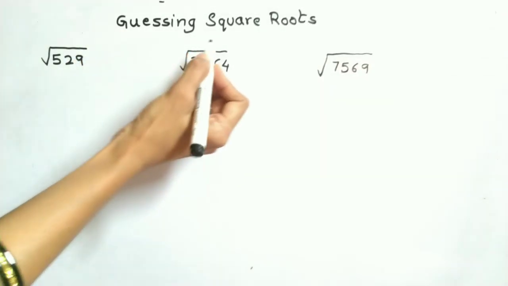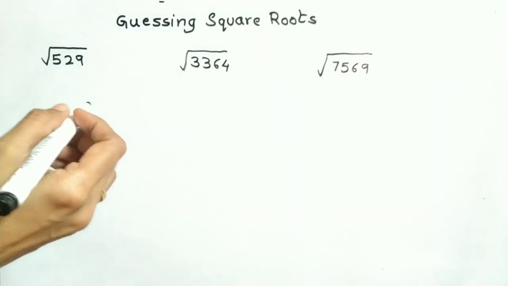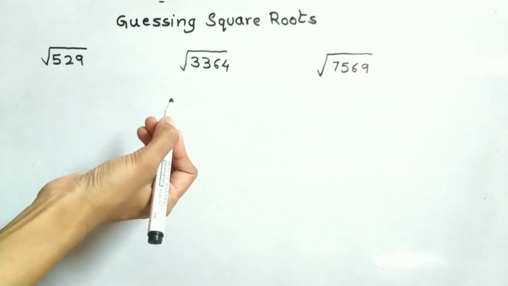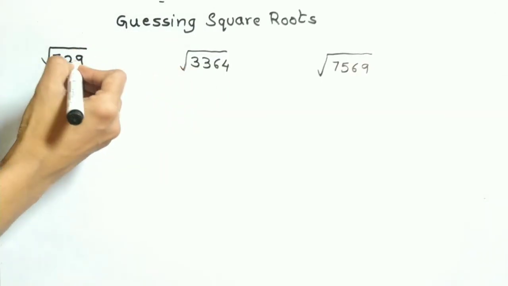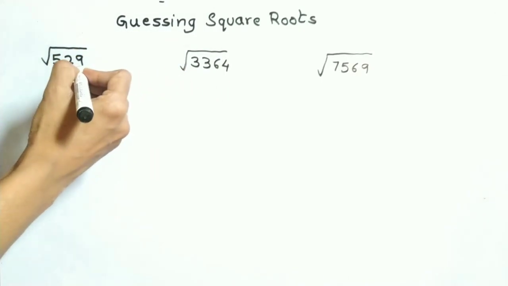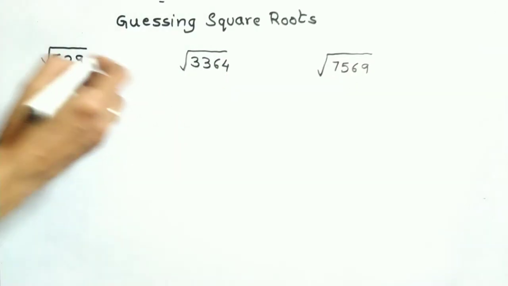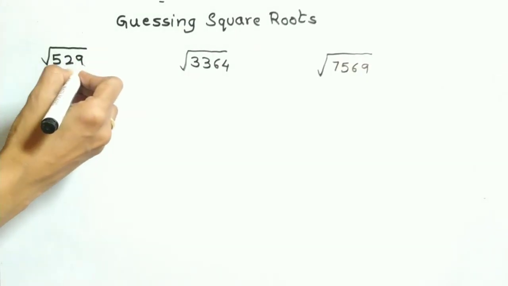Here let us guess the square roots of some numbers. Now for guessing the square roots, the first thing you should know is the squares of the multiples of 10, because we'll require those. And the second thing is we should know which squares end with 9, 4, 1, etc. Okay. So we'll start with the first example, that is the square root of 529.